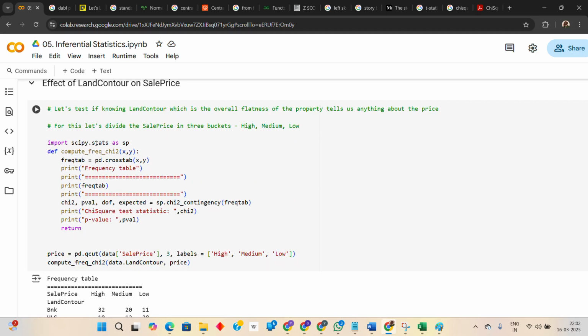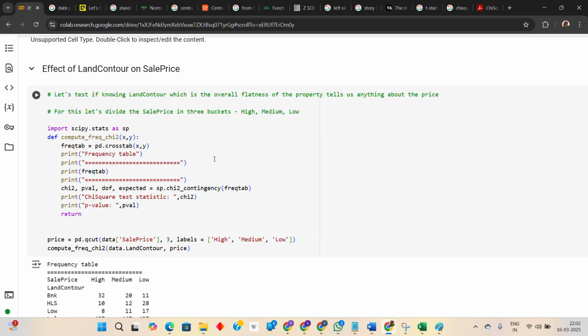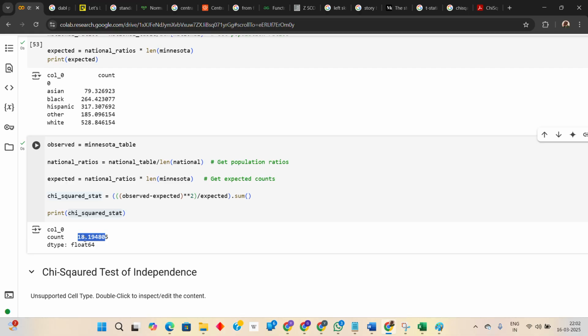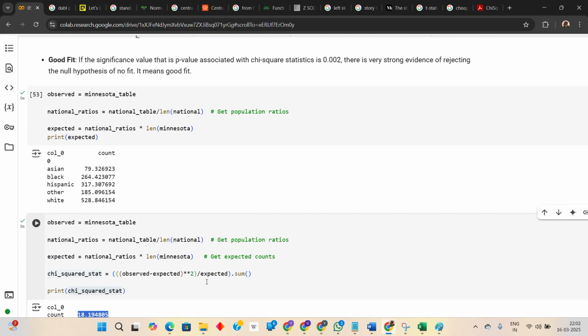Here is another example I provided. So here is the chi-square test value. Okay, I missed it, no problem. I will add the conclusion statement.